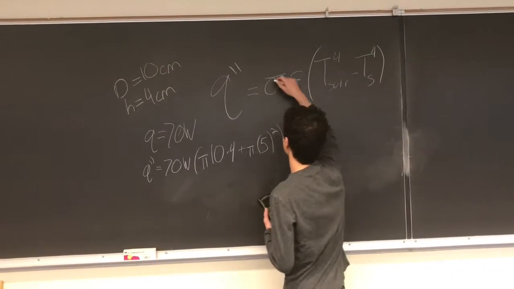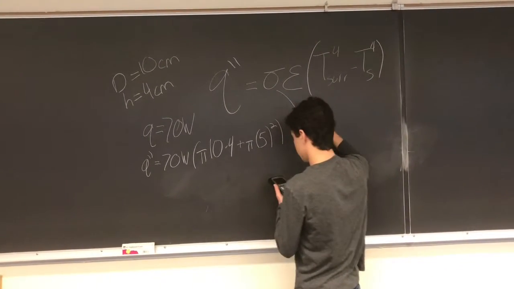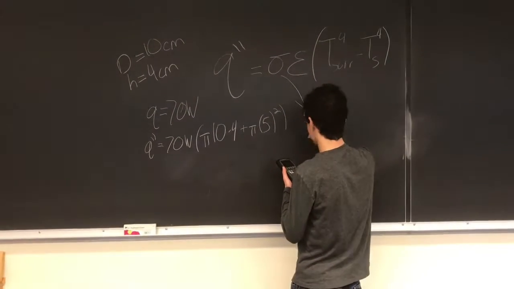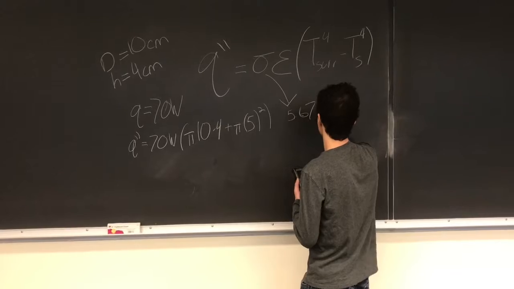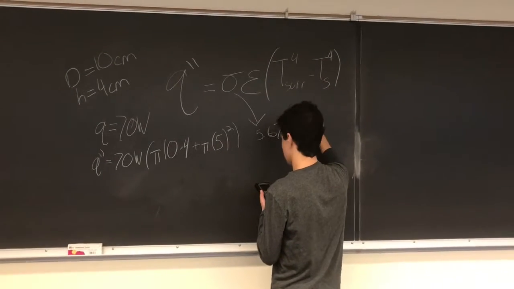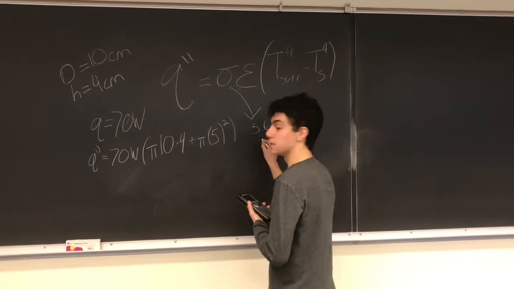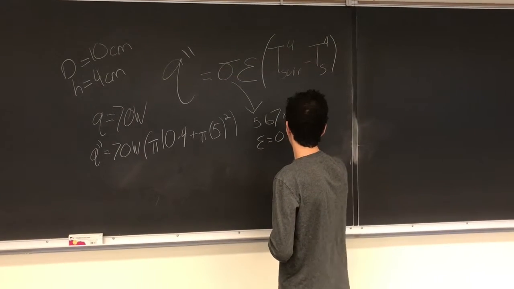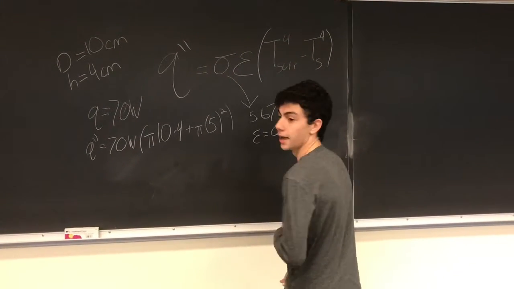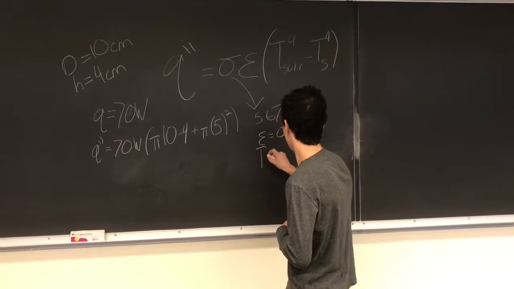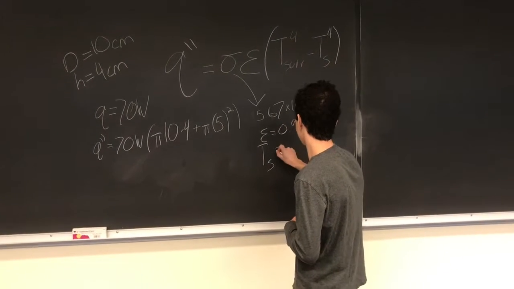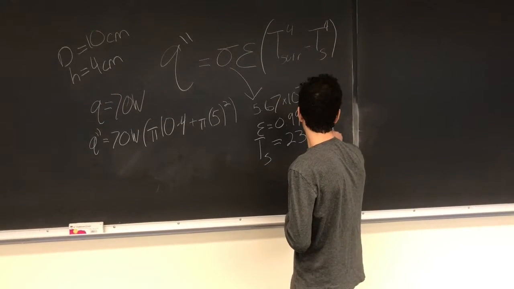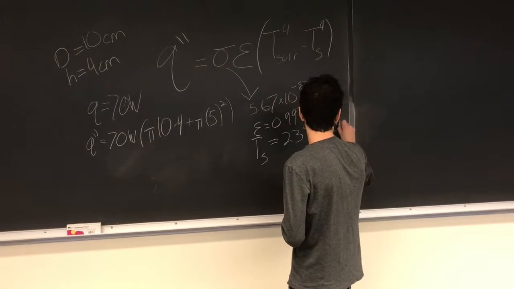Your Stefan Boltzmann constant is equal to 5.67 times 10 to the negative 8th, and the emissivity of water is equal to 0.993. And the temperature of your water when it begins is going to be equal to 23 degrees Celsius or 296 Kelvin.